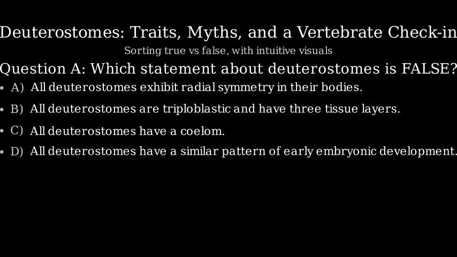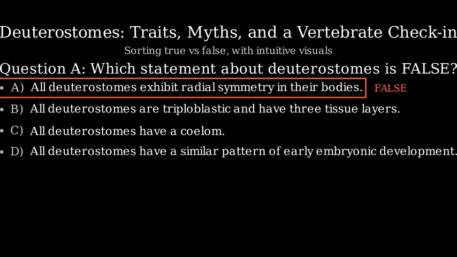The false statement is A. Not all deuterostomes have radial symmetry as adults. Chordates, which include mammals, are bilaterally symmetric. Only adult echinoderms, like sea stars and sea urchins, show radial symmetry.